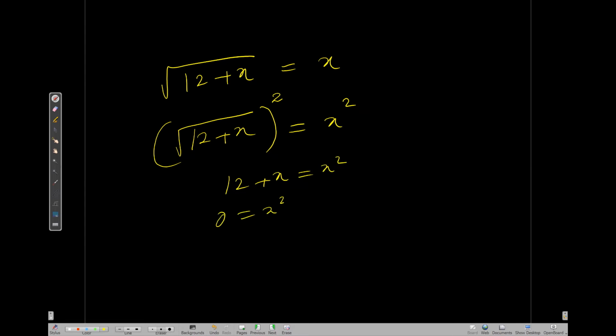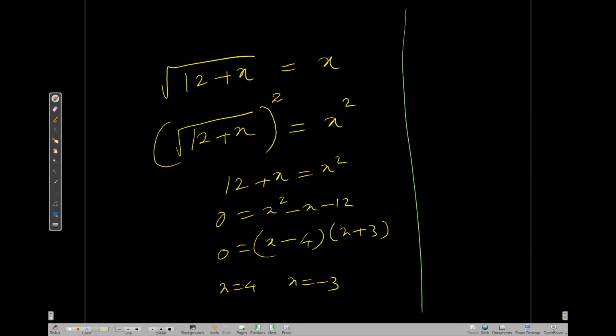If I take everything to the left side, I get this. I see factors x minus 4 and x plus 3, right? So I get x equals 4 and x equals negative 3. Now let's check this one.